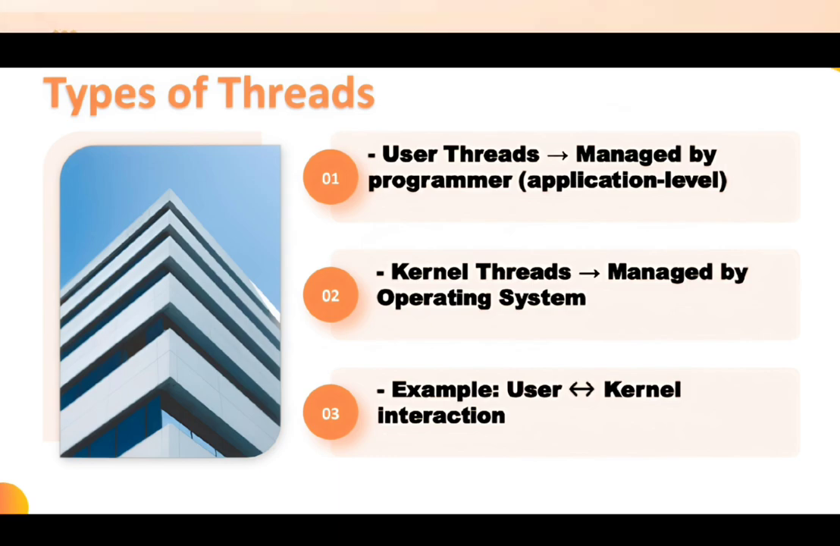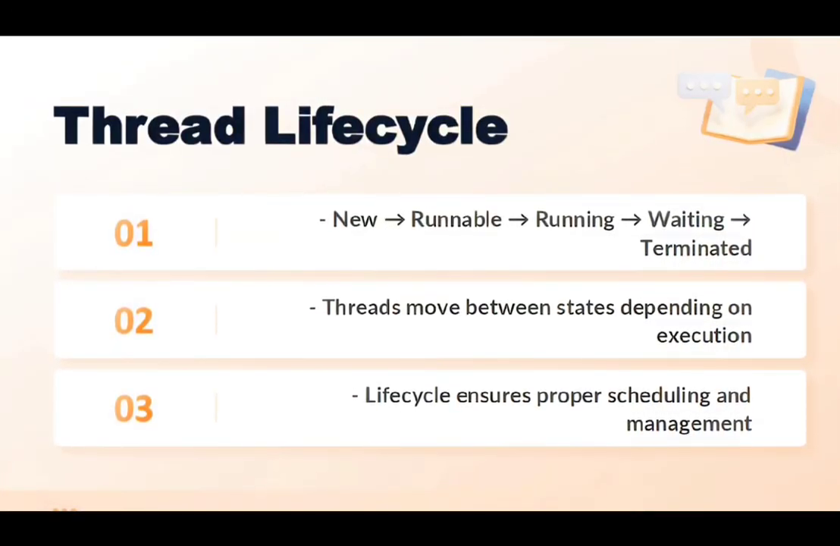Slide 5. Thread life cycle. Now let's look at the life cycle of a thread. When a thread is created, it is in the new state. When it is ready for execution, it moves to the runnable state. Once the CPU starts executing it, it becomes running. If it is paused or waiting for a resource, it goes into the waiting state. Finally, when the task is completed, the thread enters the terminated state. This life cycle ensures proper scheduling and resource management.